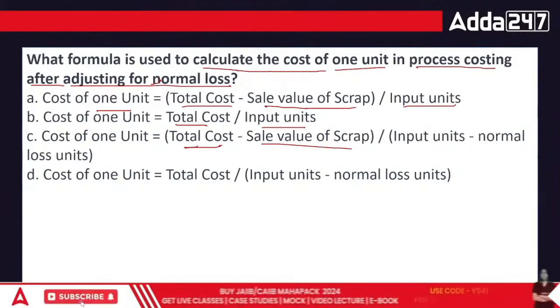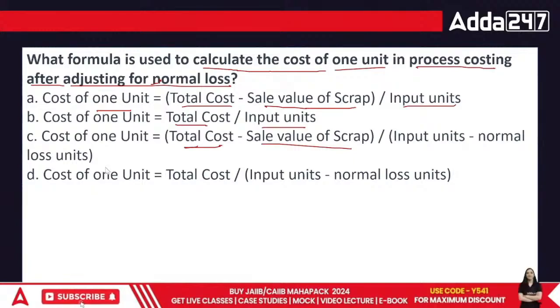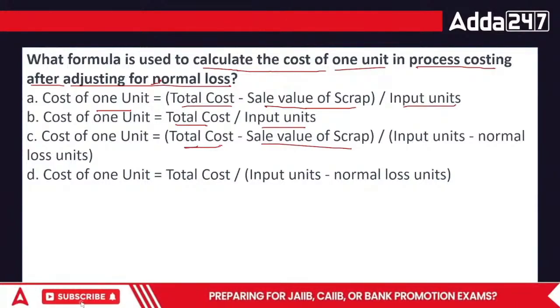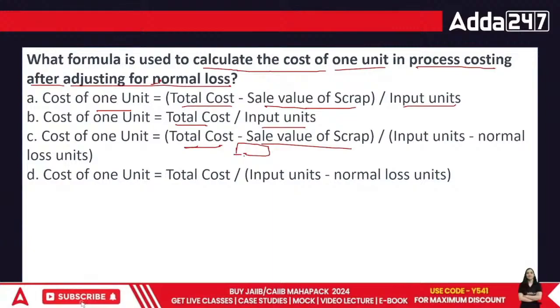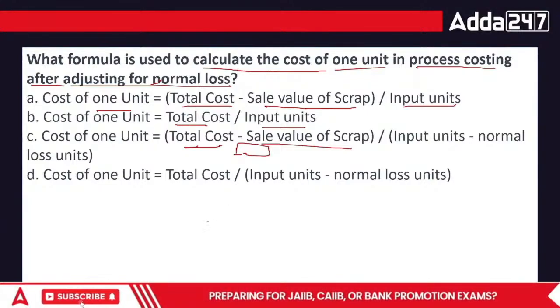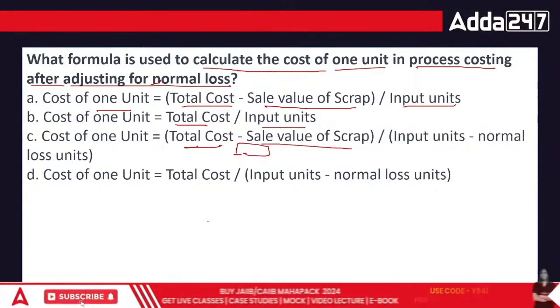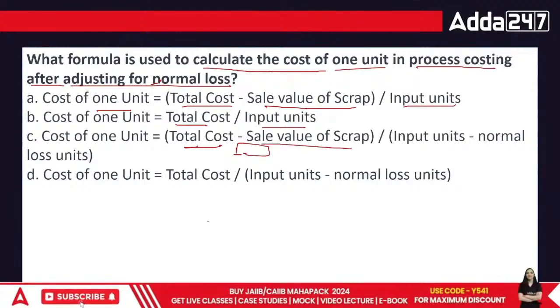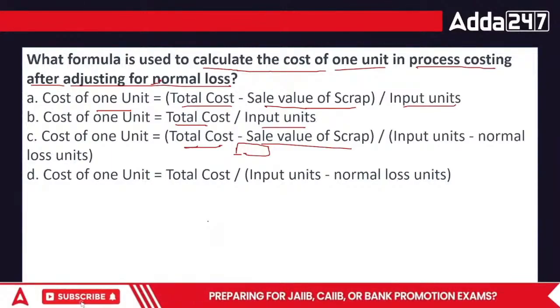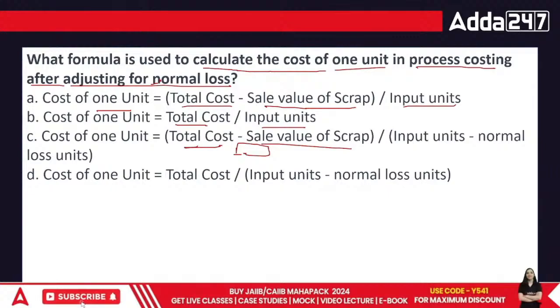C. Why C? Because everyone, in this case we have a certain amount of units which goes into normal loss. Total cost minus scrap value, this is the actual cost that we are left with, and from the total input that we have got, we remove the normal loss, the loss which is bound to happen. For example, if I am transferring petrol from one organization to another place, the petrol is a highly volatile liquid, so it will evaporate in any case. That kind of thing will always happen. So that's the answer in this case.